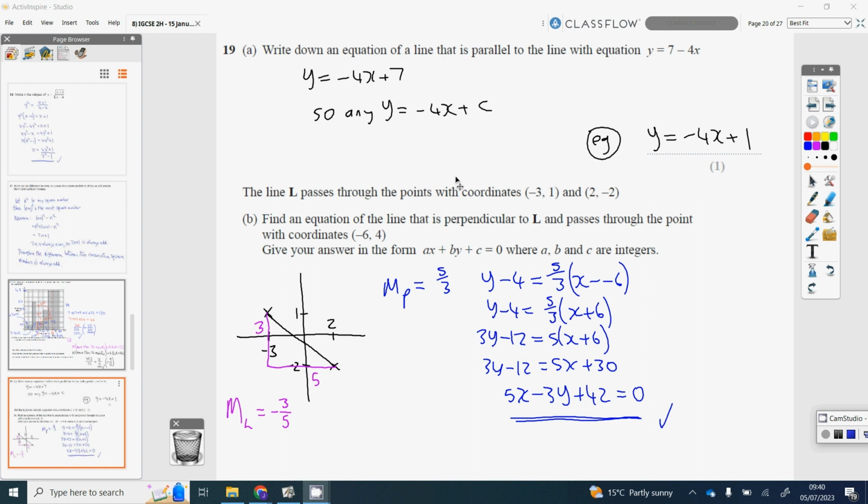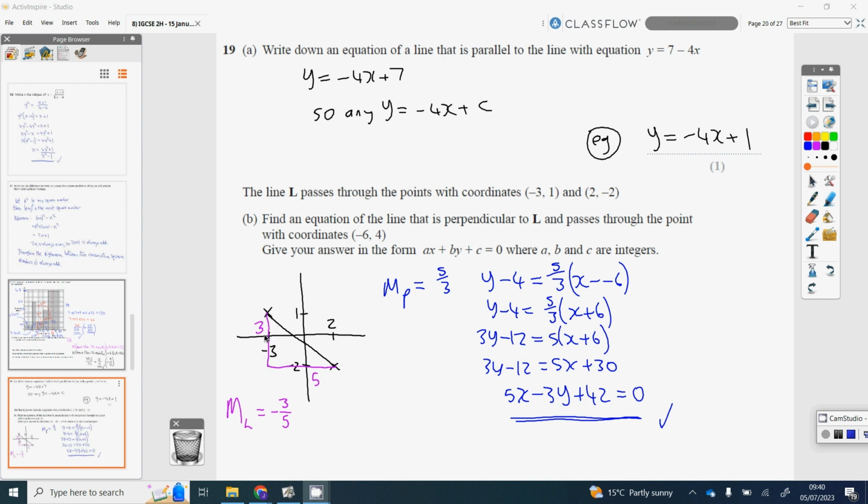Now, for part B, let's start off by trying to work out the gradient of the line L. I think the easiest way to do this is always just to do a quick sketch to help you gather your thoughts. Minus 3, plus 1 up here, and 2, minus 2 over down here. Just popping in my little triangle here, my x values are going from minus 3 to 2, so a length of 5, and my y values are going from minus 2 to plus 1, so a length of 3.